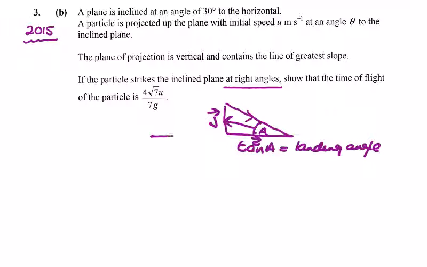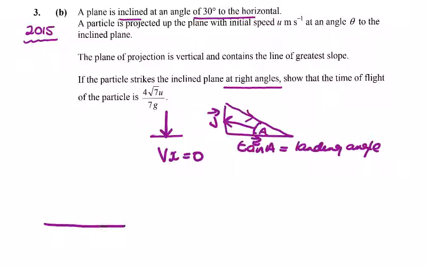But if it strikes at right angles, we can say it's coming directly down, so we have no velocity in the x direction. Velocity of x is equal to 0. So let's read this question. The plane is inclined at an angle 30 to the horizontal. So let's do our diagram.